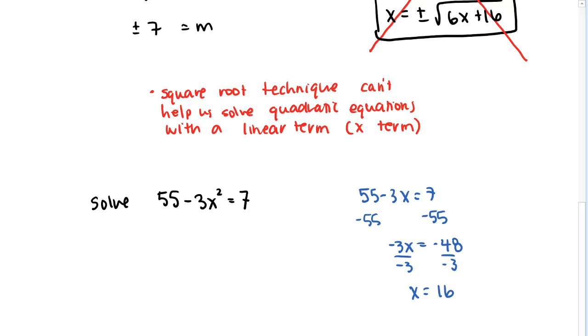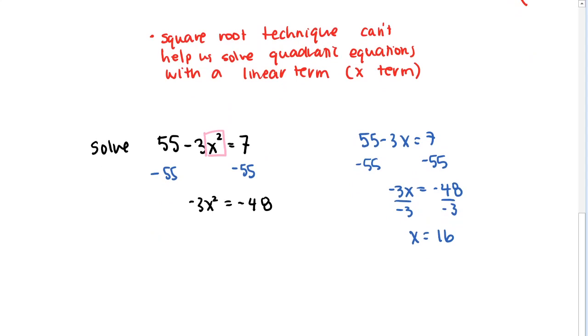And really what we're doing here is almost no different from that, except we're doing this extra step, right? Here we're just trying to get this x squared term alone. And then we want to apply the square root idea. So let's go ahead and do exactly the same steps. Let's subtract away that 55 to get that x squared term closer to being alone. And as we saw earlier, if we subtract away 55 from 7, we get negative 48. And then dividing both sides by negative 3.